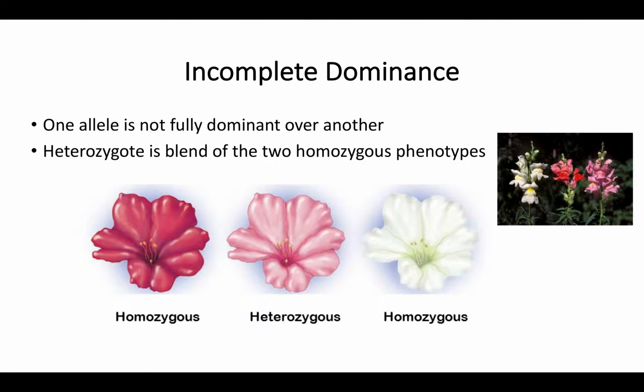In incomplete dominance, one allele is not fully dominant over the other. The heterozygote is a blend of the 2 homozygous phenotypes. So if you look at this image here, there's a red flower and a white flower, and when they are cross-pollinated with each other, they produce offspring that are pink. So neither the red nor the white dominates. The offspring is a blend of the 2 parents, because if you mix the color red and white, you are going to end up with pink. The same can be said about these snapdragons. You have red, you have white, you have red, and you have the blended pink color.